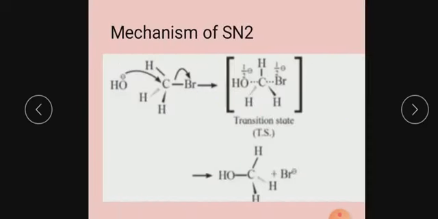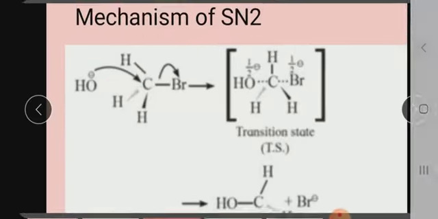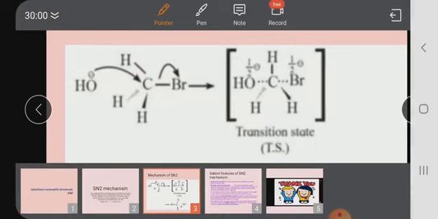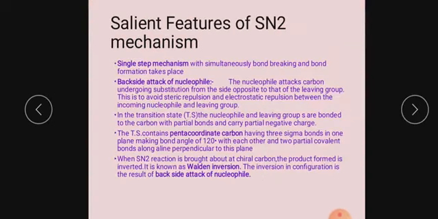Why is this inverted product obtained? This is due to the backside attack. If this hydroxide group attacks from this side, the hydrogens are opposite to this hydroxide, and we get an inverted product.